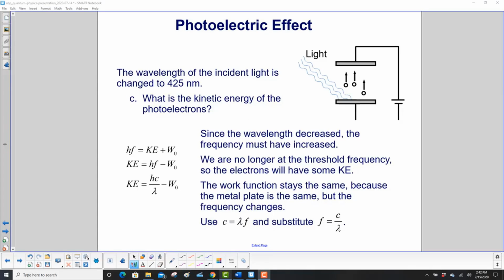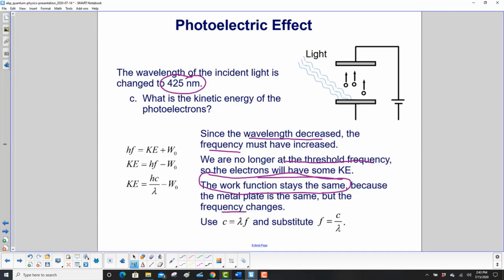So now that we have a wavelength of incident light at 425 nanometers, what is the kinetic energy of these photoelectrons? We anticipate it won't be 0 anymore. So we have the wavelength decreasing, so the frequency increases. So again, no longer at the threshold frequency, so the electrons will have some kinetic energy. The work function stays the same. That's a property of the metal plate that will not change depending on the light frequency.